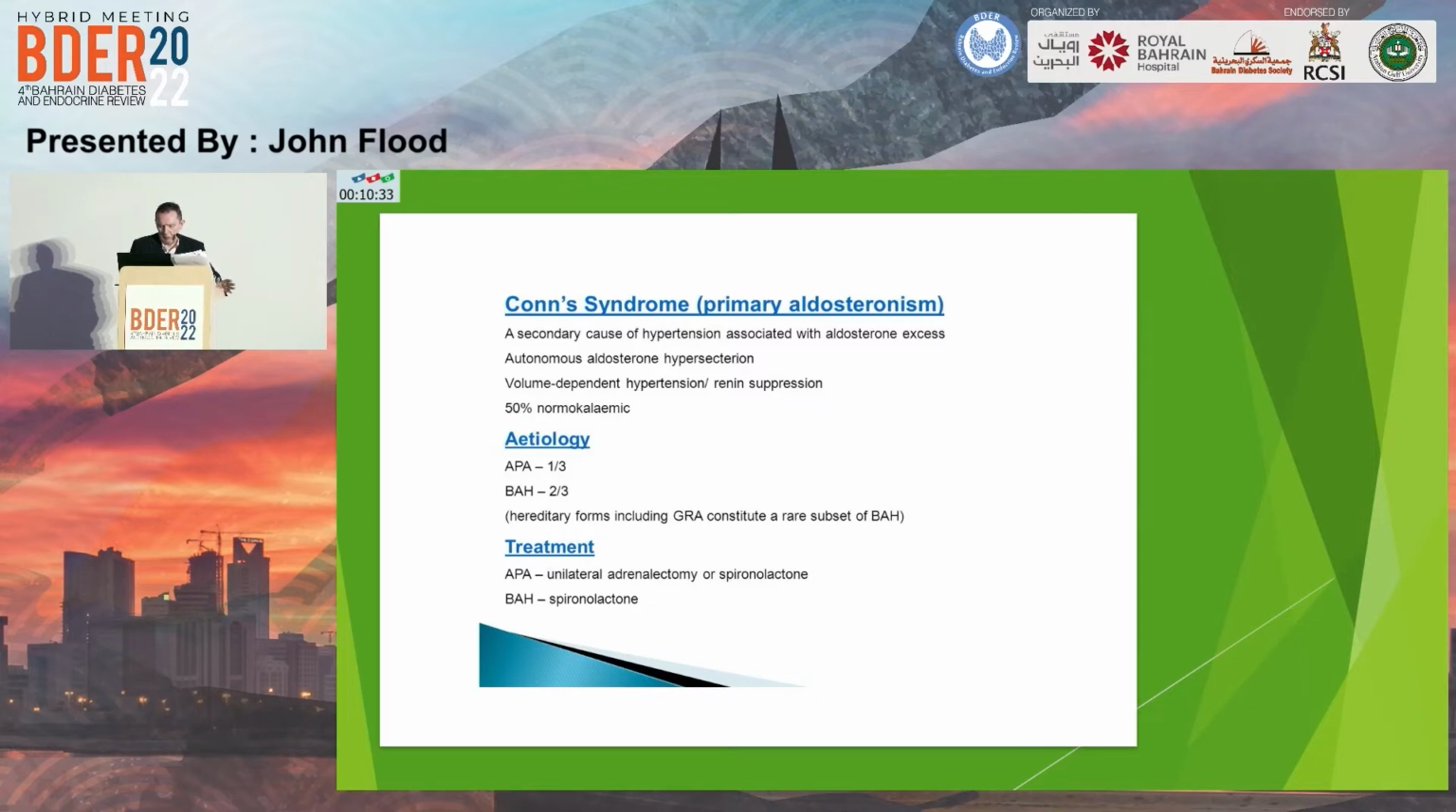Now, Conn's is predominantly just caused by hyperplasia, where on both sides, the cells are just bigger. But it's never as clear as that, because if you start looking at the literature, you'll find that you can have an adenoma in one gland and have hyperplasia on the other side. You can have micro nodules on both sides or on one side and an adenoma, or you can have macronodules. So this definition is not quite as clear as implied in this slide. A third are adenomas, and we're going to look at the way to actually differentiate between these two causes of hyperaldosteronism.